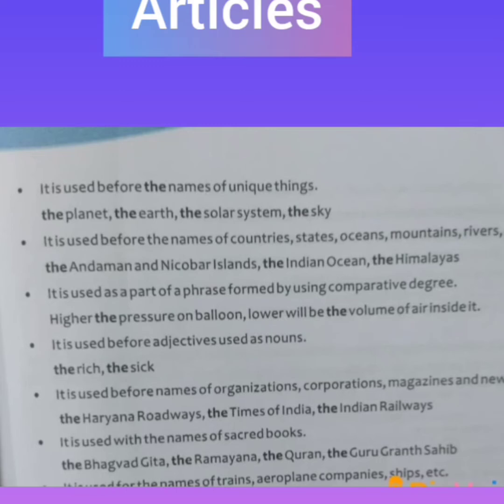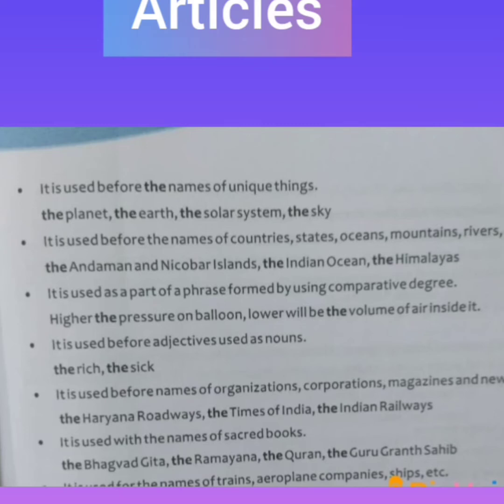Now, "the" is also used with unique things: the earth, the planet, the solar system, the sky. These are unique. The is used before the names of countries, states, oceans, mountains, rivers: the Andaman and Nicobar Islands, the Himalayas, the Indian Ocean. It is used with adjectives: the rich, the sick, the poor.